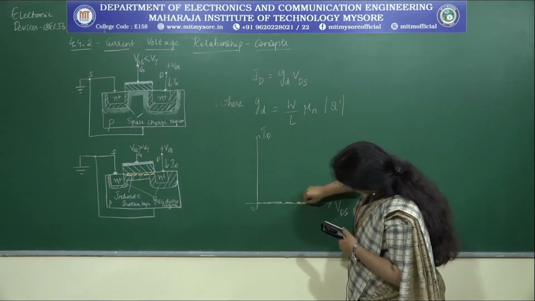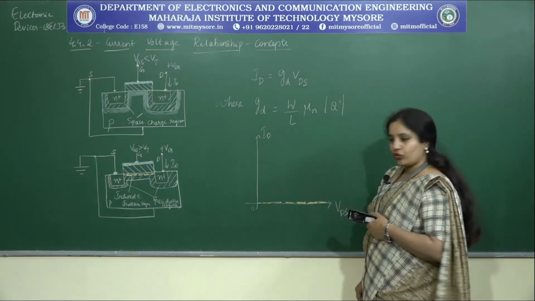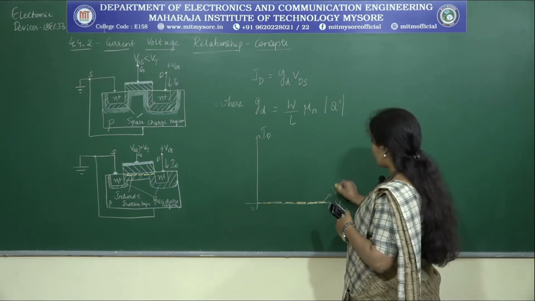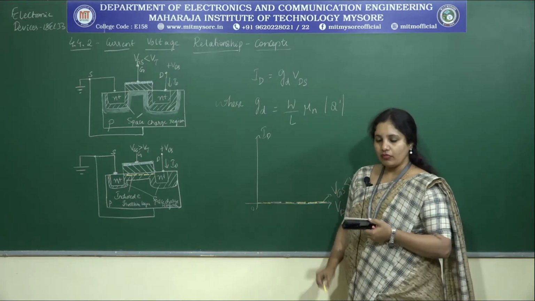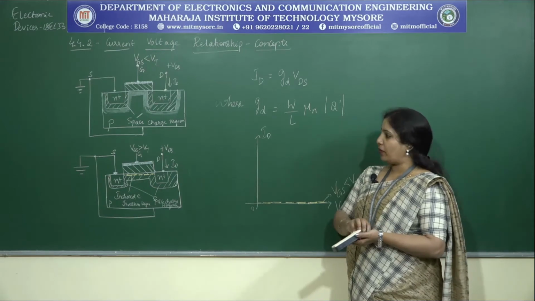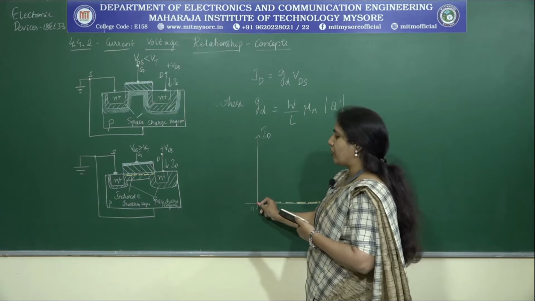There is no current as such. Therefore, see, I have written a long dotted line, and this is the case when my VGS is less than VT. Now what is the next condition? When my VGS is greater than VT. So when my VGS is greater than VT, what happens?